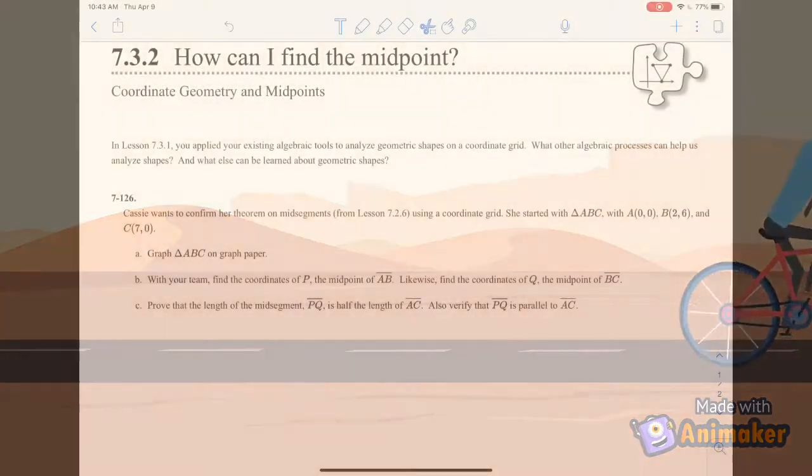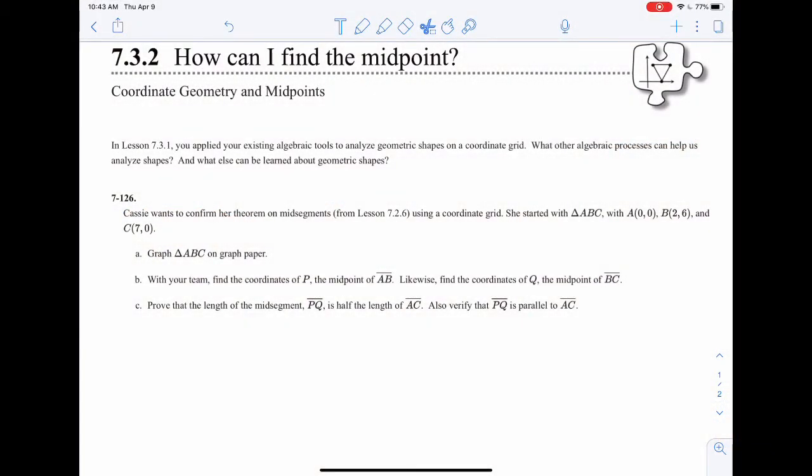Whatever. Let's get started. Lesson 7.3.2. How can I find the midpoint? Coordinate geometry and midpoints. Okay, you know what to do. Hit pause, read the intro and problem 7-126, and try to do as much as you can on your own, and then hit play when you're ready.